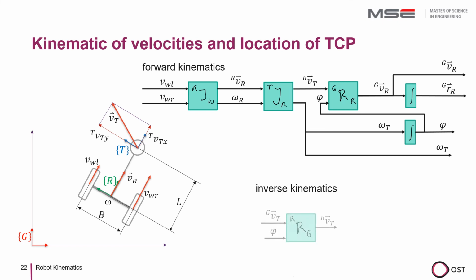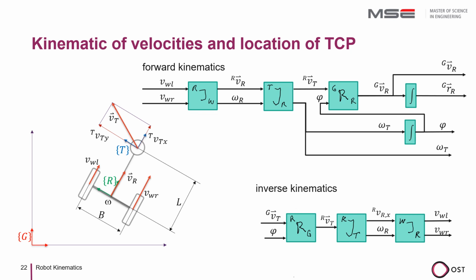With the rotation matrix, we calculate the velocity vector of the TCP in the robot coordinate system from a given velocity vector of the TCP in the global coordinate system. With the first Jacobi transformation, we calculate from this the driving and rotation speed of the robot, and with another Jacobi transformation, we finally determine the target speeds of the wheels. It is interesting that with this concept we can move the TCP omnidirectionally. For inverse kinematics, however, we need the angle from the forward kinematics.